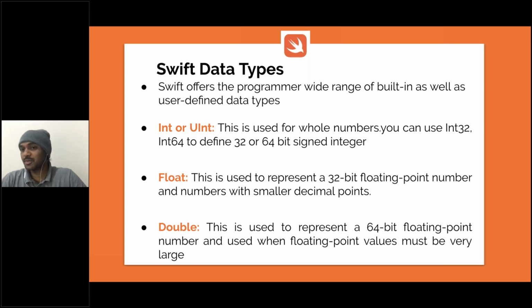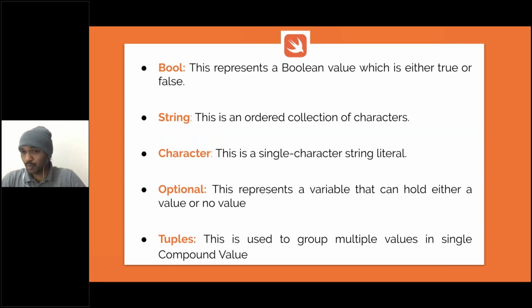Float is a 32-bit float value, double is a 64-bit double value. Bool is going to store true or false, string is going to maintain the collection of characters, character is going to maintain the single character, and there is a specific thing called optional. Optional is not a data type, it is one kind of behavior in Swift which says to the compiler either data can be held or the data is nil.